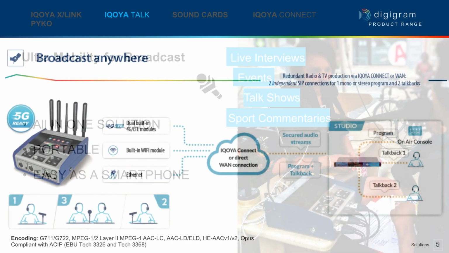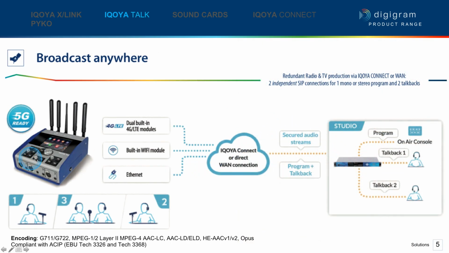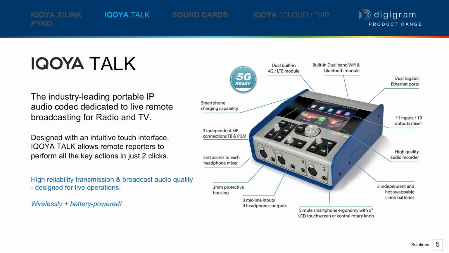Pretty powerful. Now, a typical setup would be something in the field over either 4 or 5G or Wi-Fi or Ethernet, connecting back to a destination, referred to as the studio in this example. And we can have two-way communication. So we can have a program side, two-way communication, and we also have a completely separate side for talkback. And depending on what box we put in this position would achieve that. So pretty powerful.